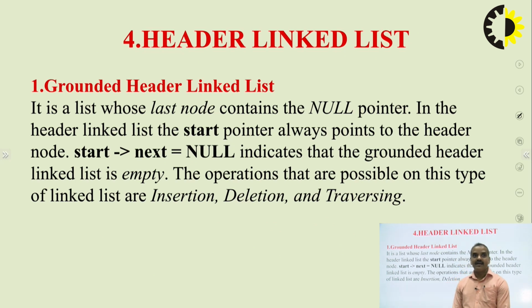The next one is header linked list. In header linked list, we have to add a special node at the starting of the list. That node is called header node. And there are two types of header linked list.